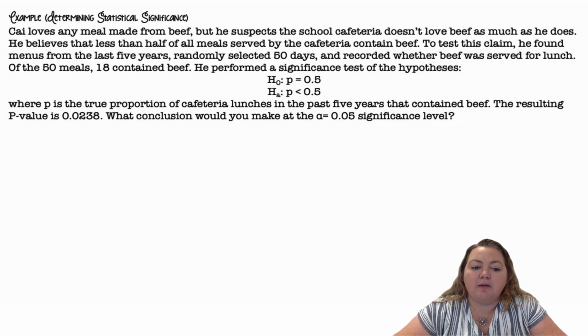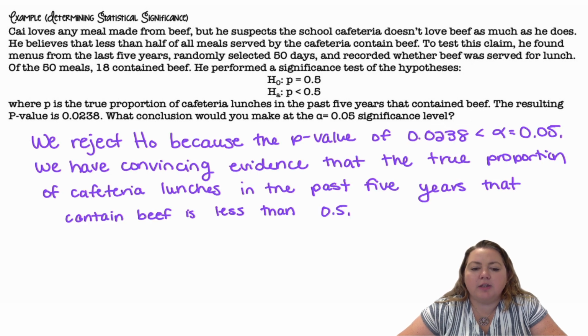All right, so our p-value is smaller than our alpha value. So we reject the null hypothesis because our p-value of 0.0238 is less than our alpha value of 0.05. We have convincing evidence that the true proportion of cafeteria lunches in the past 5 years that contain beef is less than 0.5.